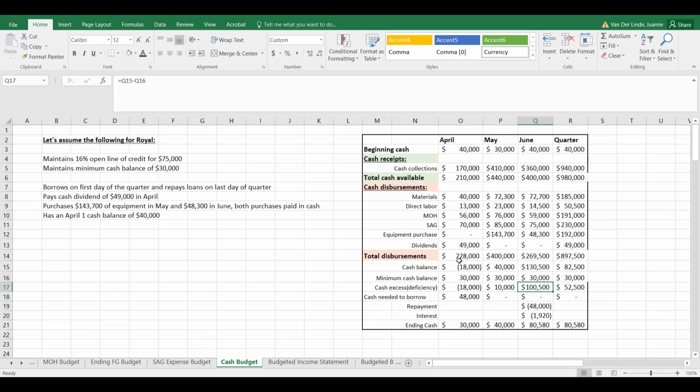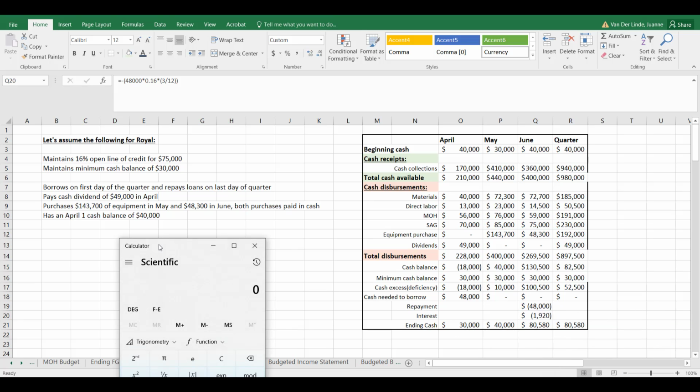But remember, we borrowed money in April in the amount of $48,000, and it says money is borrowed on the first day of the quarter and then repaid on the last day of the quarter. So this $48,000 would have to be repaid in June. So we would have to subtract out the $48,000 from our cash balance because we have to repay that, and we have to pay interest.